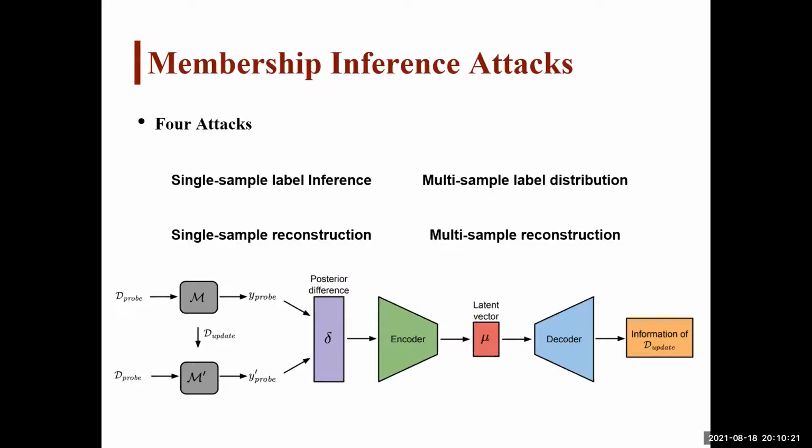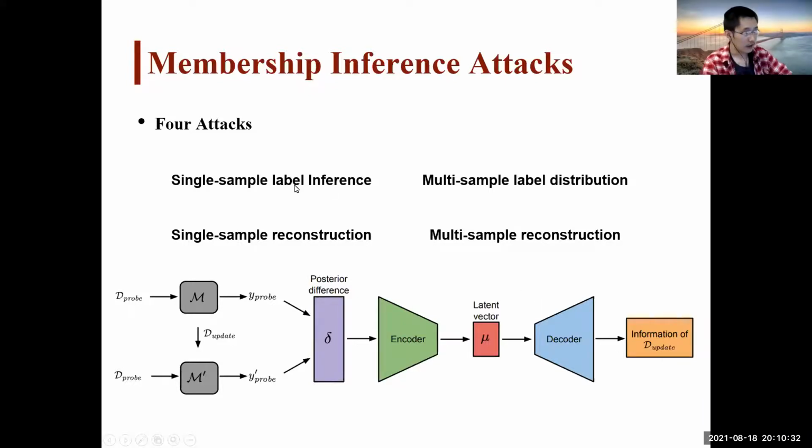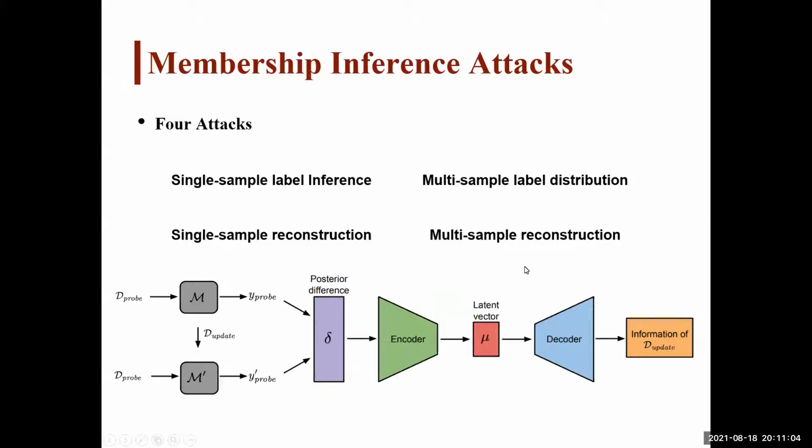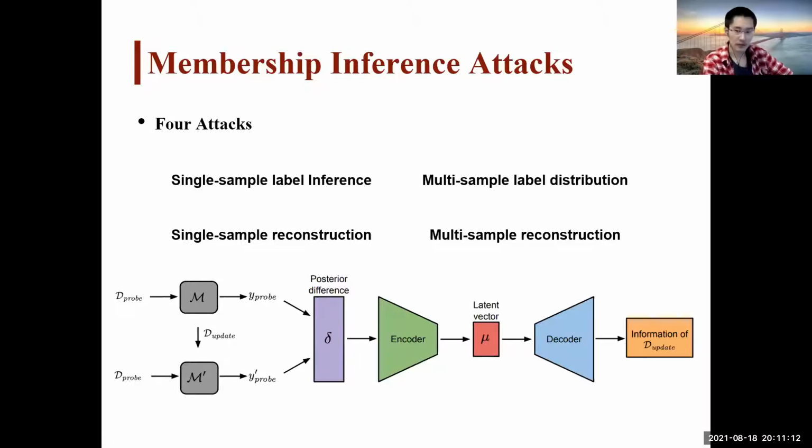Okay, and one more question: we have an encoder and decoder network here, and the output is the information of the dataset, right? The dataset of the update. So what is the information of the update dataset? For the single sample label inference, this information should be the label of this single sample. For the multi-sample, it will be the label distribution among these multiple labels. And for these 2 reconstructions, this information will be the exact data samples. I see, so this neural network structure can be used to output these 4 different outputs, right? Yes.